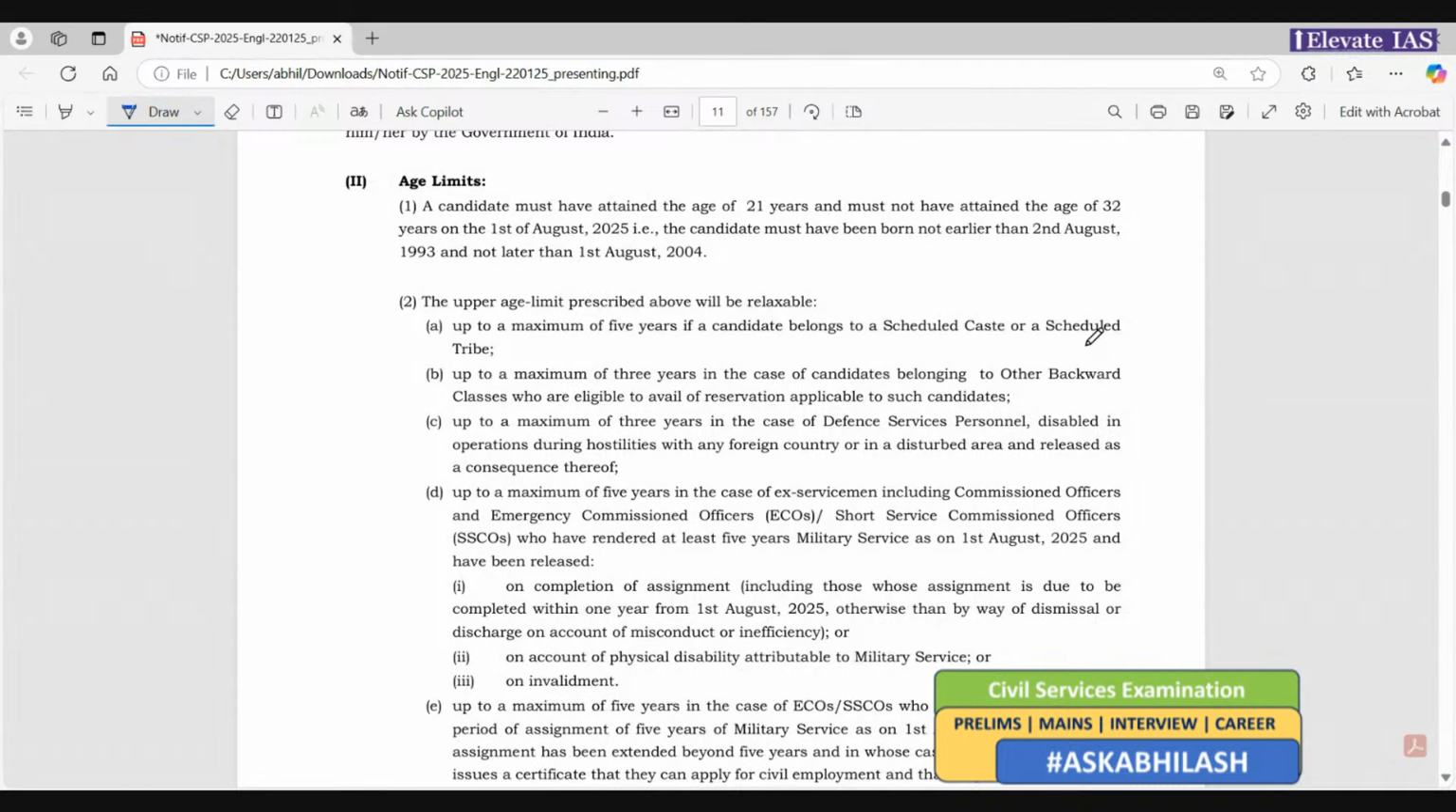Now there are certain age limits. Please see that you have all the documentary evidence to maintain and show this. Minimum age is 21 years, and must not have attained the age of 32 years on 1st August 2025. So essentially for general category candidates, 21 years minimum and maximum 32 years.